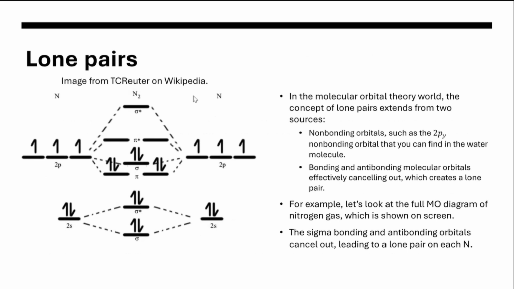on screen. So we can see that we have a sigma bonding and anti-bonding orbital that's formed from the two s orbitals. So those cancel out, leading to a lone pair on each nitrogen atom. And in addition, we have three bonds that are formed, since we have two electrons in each bonding orbital.